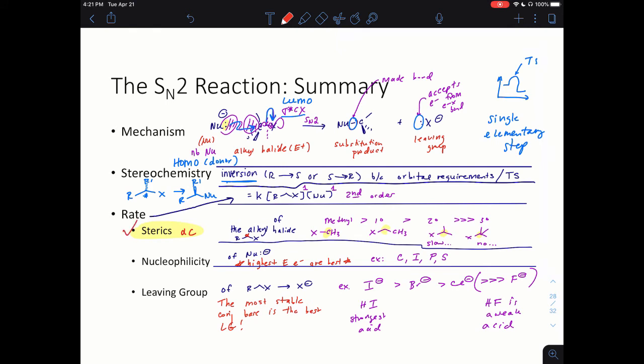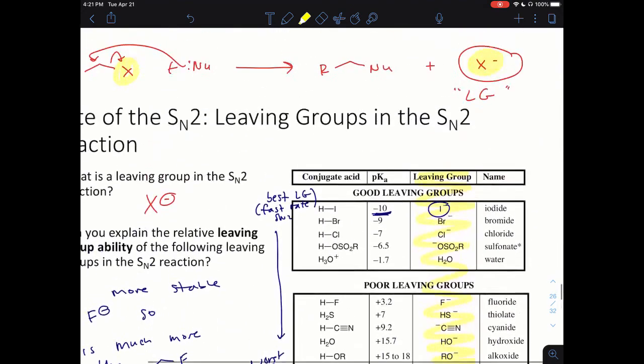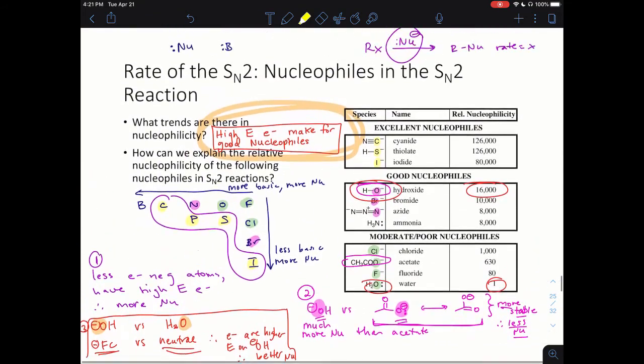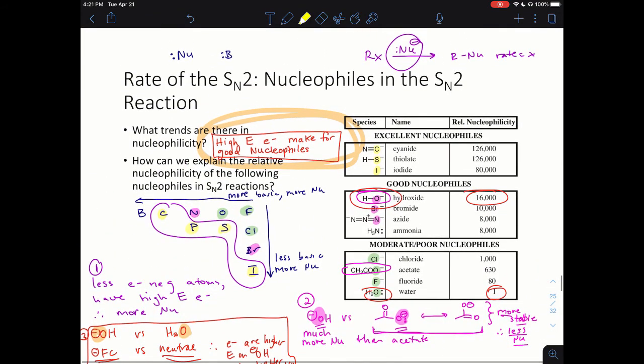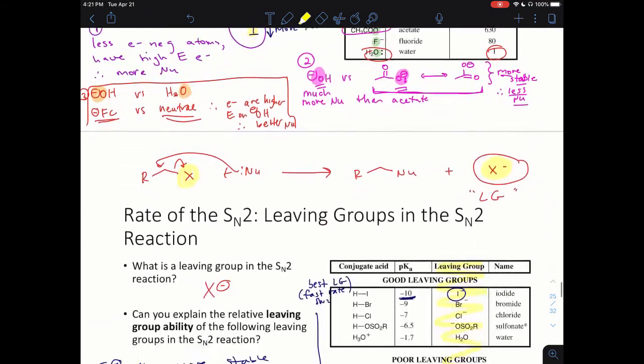Next, nucleophilicity of the nucleophile. So we really want the highest energy electrons. So carbon makes great nucleophiles. Iodide, phosphorus, sulfur, these have the highest energy electrons. They're the least electronegative of the atoms we're dealing with, and they make for the best nucleophiles. Now, there were some other trends that we took a look at. We thought about formal charge, we thought about resonance, and you guys can handle it.